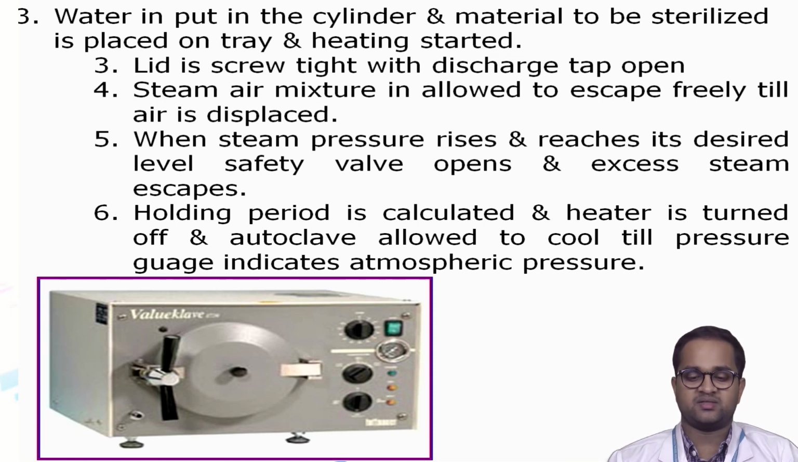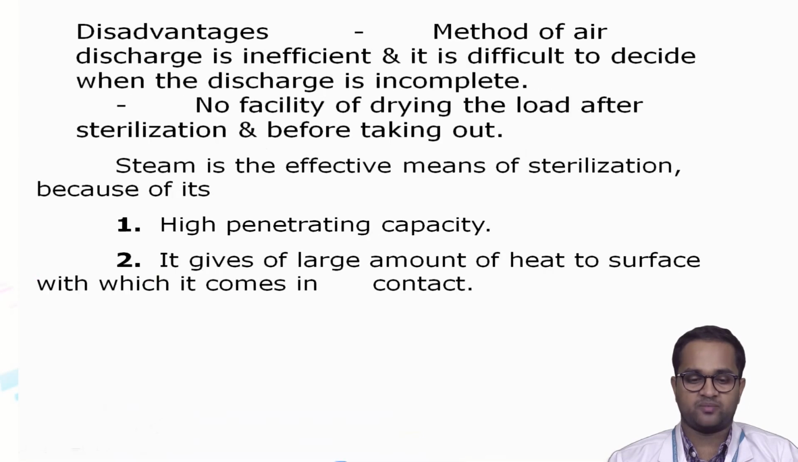When steam pressure rises and reaches its desired level, the safety valve opens and excess steam escapes. The holding period is calculated and the heater is turned off, and the autoclave is allowed to cool till the pressure gauge indicates atmospheric pressure. Only then you open the machine. The disadvantages: the method of air discharge is inefficient, and it is difficult to decide when the discharge is fully complete. There is also no facility for drying the load after sterilization and before taking it out. Steam is an effective means of sterilization because of its high penetrating capacity, and it gives a large amount of heat to the surface it comes in contact with.